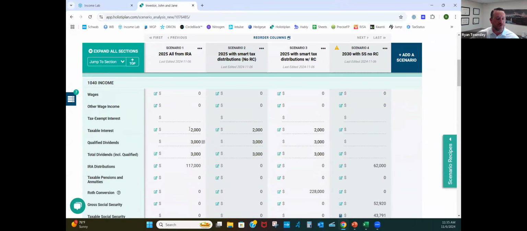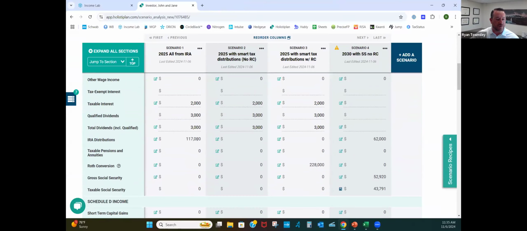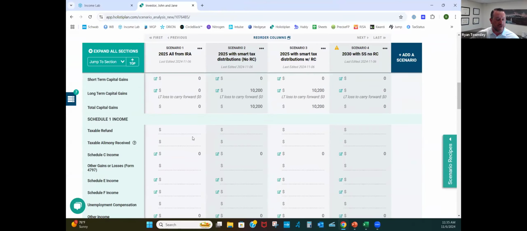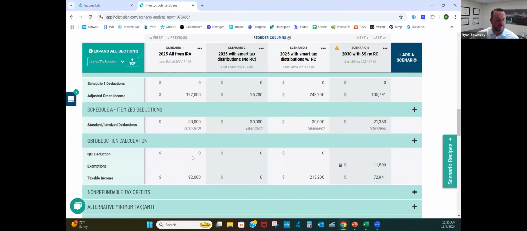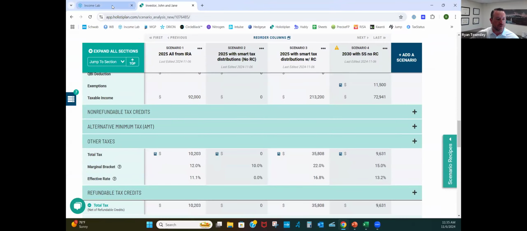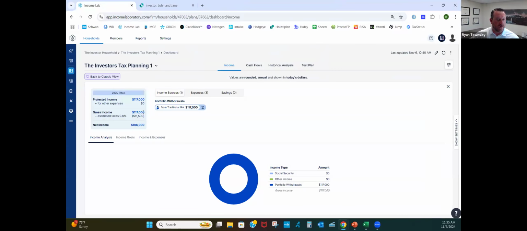Let's take a look at the taxability of that. We've got our interest, our dividends, and then our IRA distributions. You can see the taxes come out all in all to about $10,200. The purpose of Income Lab is to do the general tax planning, and then you use a tool like a Holistic Plan or something similar to do the specifics. So Income Lab is like, here's our grand plan, and then let's get really granular with it by using the other software, right?